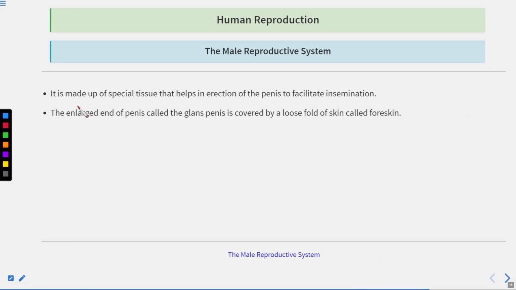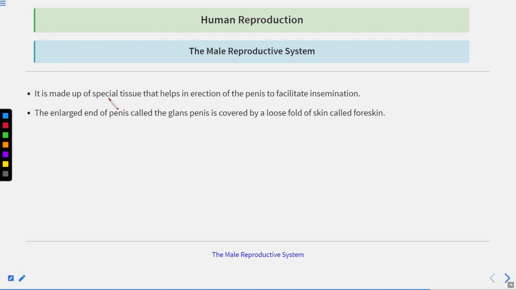Now, it is made up of special tissues that help in the erection of the penis to facilitate the insemination. So insemination is the transfer of the sperms into the female genital tract. Now, for this, you need a specialized organ that is known as the penis. So this penis is made up of specialized tissue, and whenever the blood rushes into these tissues or cells, then the penis gets erected, and this erection helps in the process of insemination.